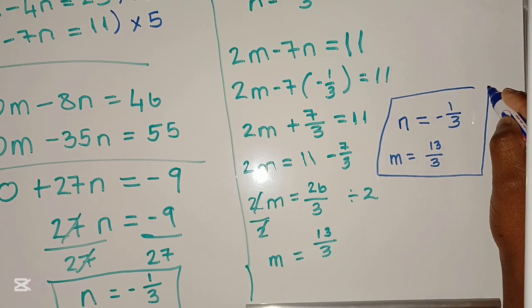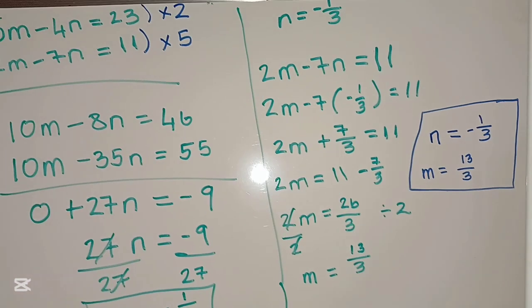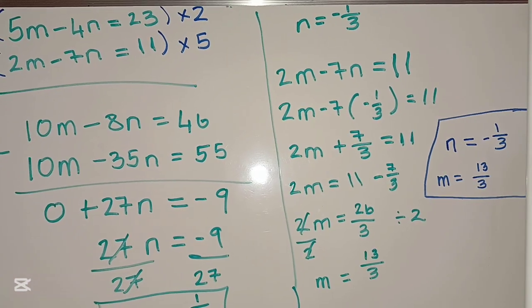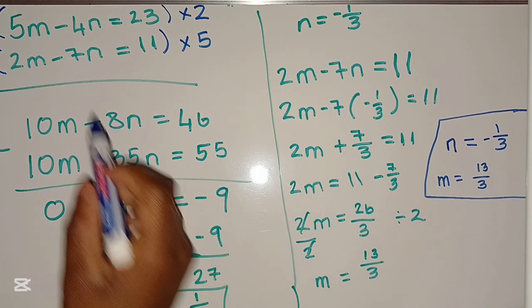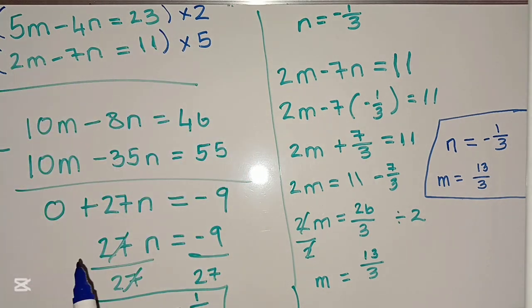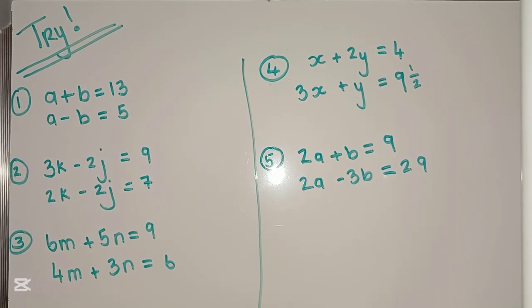And if you want to be sure, substitute n and m in the original two equations. Don't substitute n and m only in the first equation, and if both sides of the equal sign are the same, then it's correct. No, you have to put m and n in both equations for you to be sure that they are the correct answers. Do try out these equations for practice.